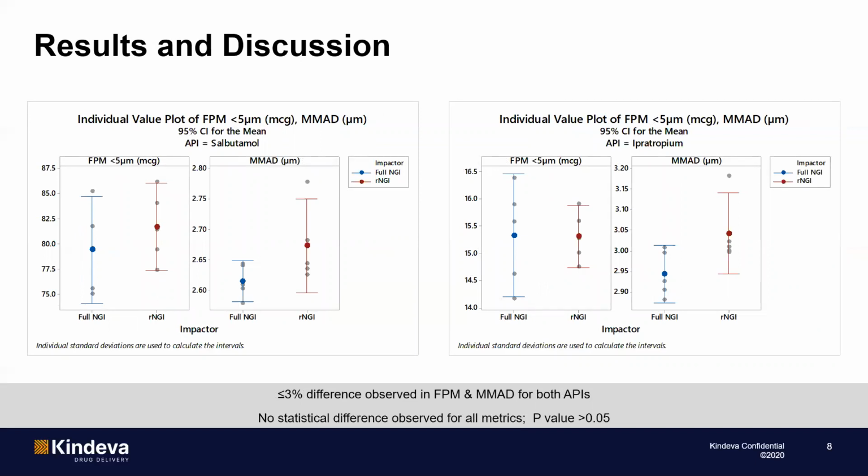For fine particle mass and MMAD, these data were calculated using SITDAS software with a 2-point interpolation between the data from stage 4, stage 5 through to filter for NGI, and stage 4 to filter for RNGI. Again, there is less than 3% difference observed in FPM and MMAD for both APIs, and again no statistical difference for both metrics. Any observed differences could be associated with the multiple sources of error associated with cascade impactor analysis.